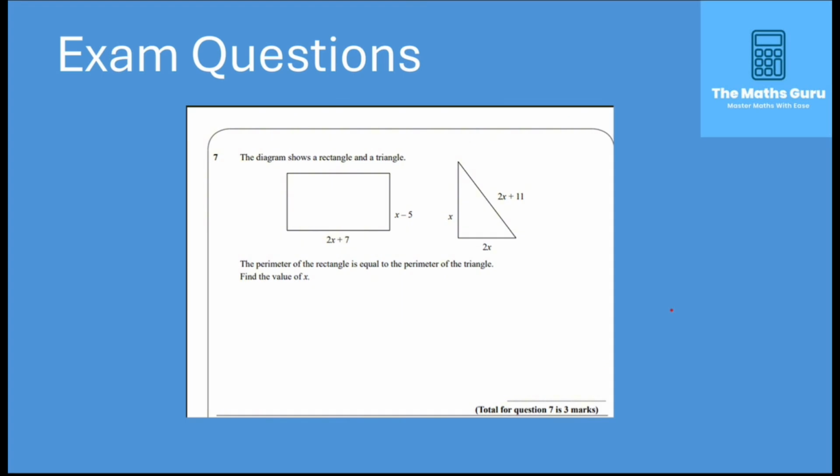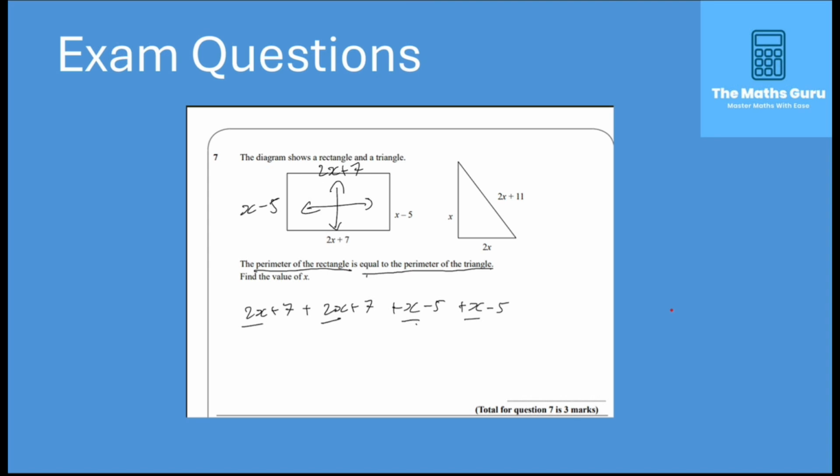Okay, so the diagram shows a rectangle and a triangle. The perimeter of the rectangle is equal to the perimeter of the triangle. Find the value of x. So we need to come up with expressions for the perimeter of the rectangle, and then the triangle, and equate them, because it says the perimeter of the rectangle is equal to the perimeter of the triangle. Hence, we do 2x plus 7 add 2x plus 7 add x minus 5 add x minus 5, which is collecting like terms.